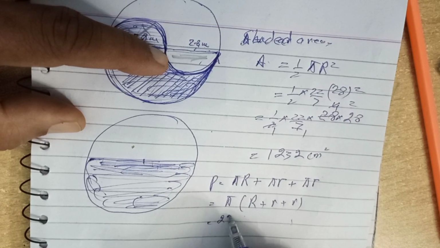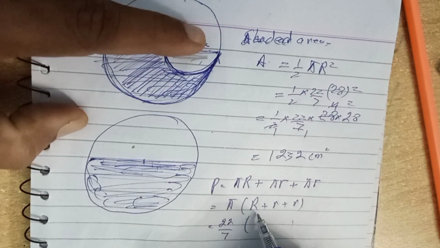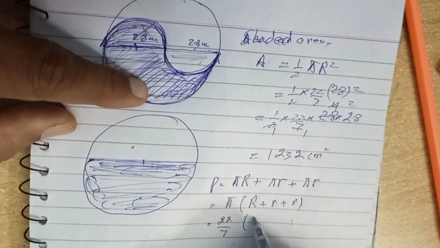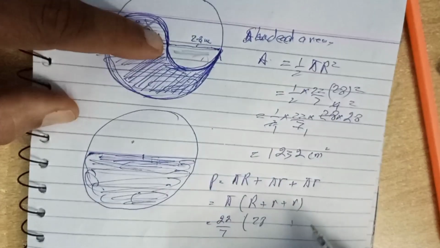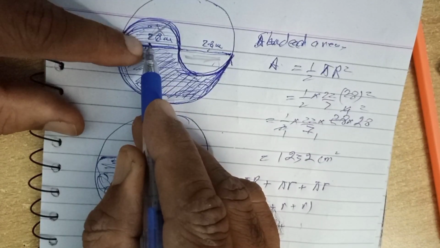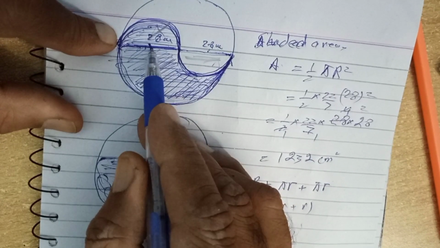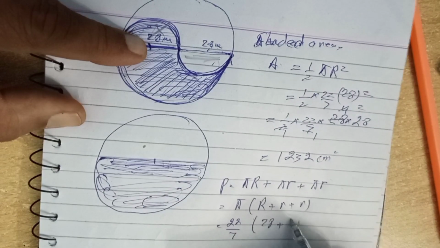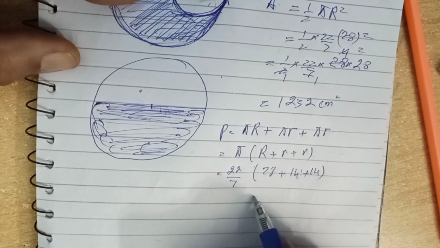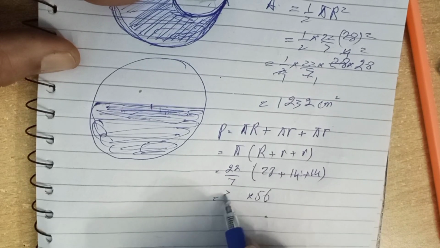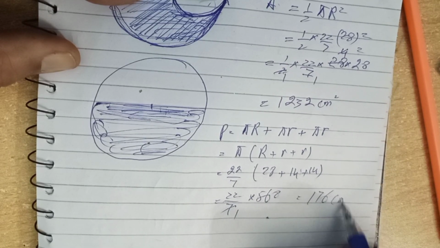What is the value of pi? I will take over here again 22 by 7. So what is the radius of this big semicircle? It is 28. Its radius is what? 28. And what is the radius of this smaller semicircle? Its diameter is 28. Half of the diameter, which is 14, is the radius. 14 plus 14, I will add 14 plus 14 and 28. The answer would be 56. Do cancellation. The perimeter over here is 176 centimeter.